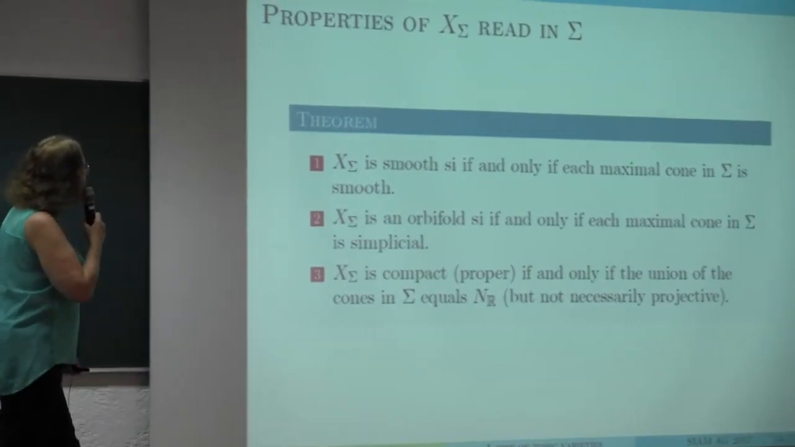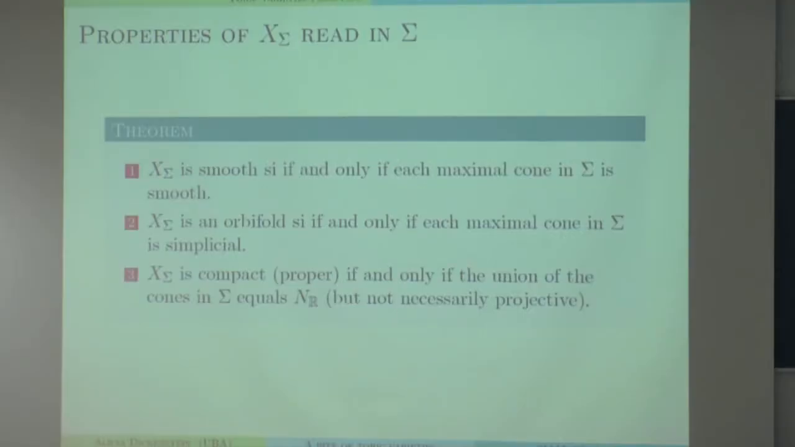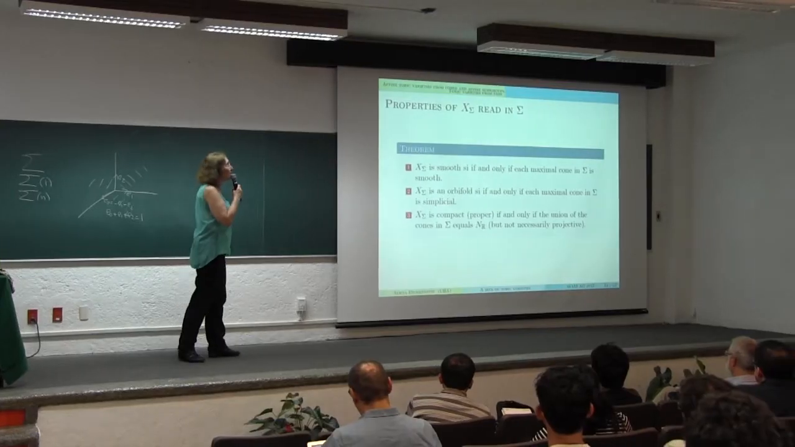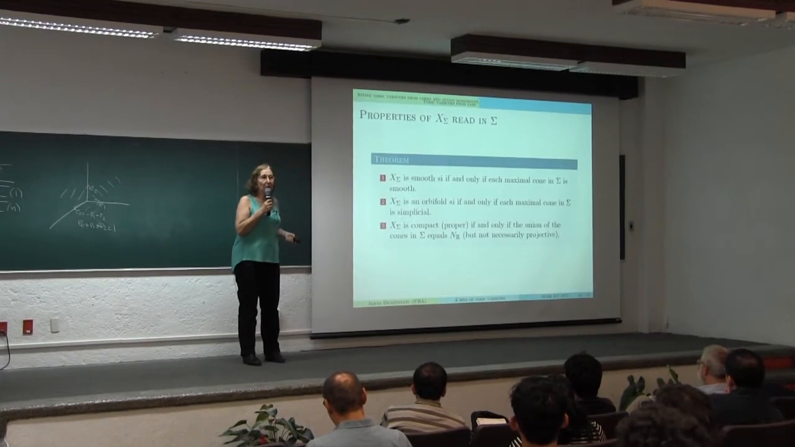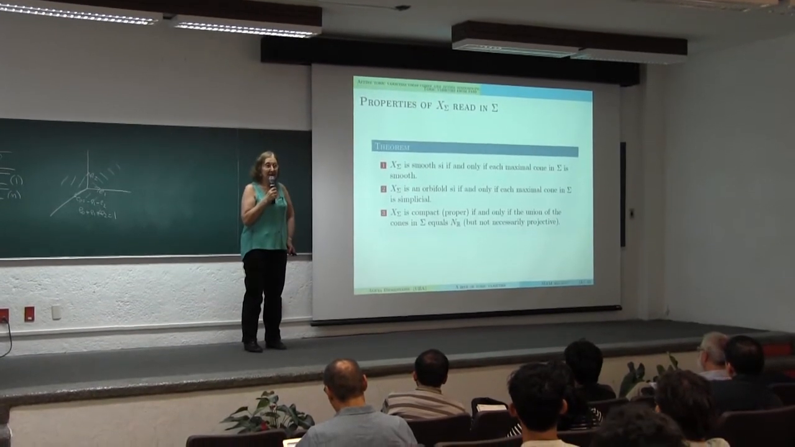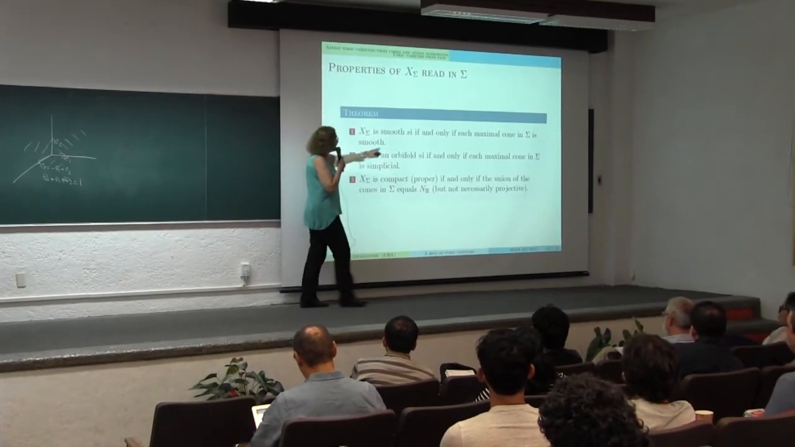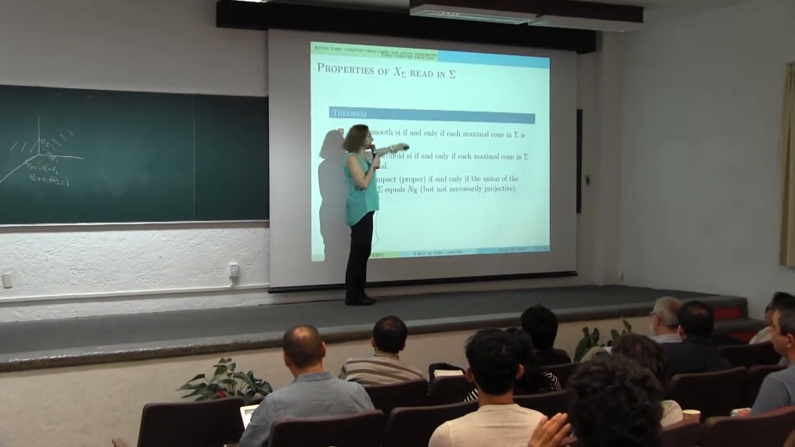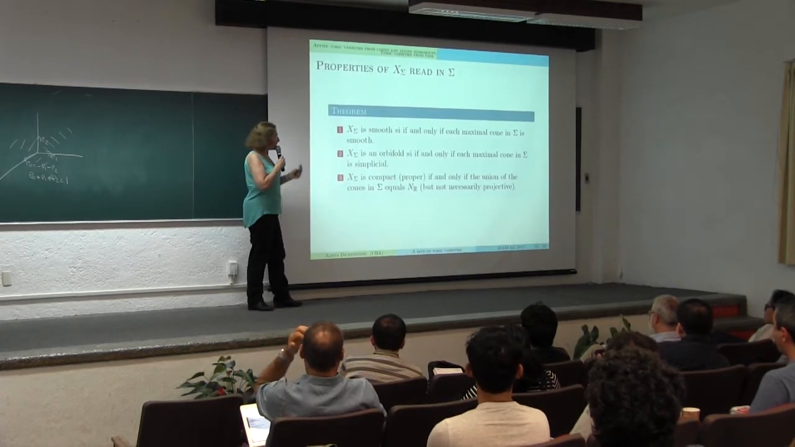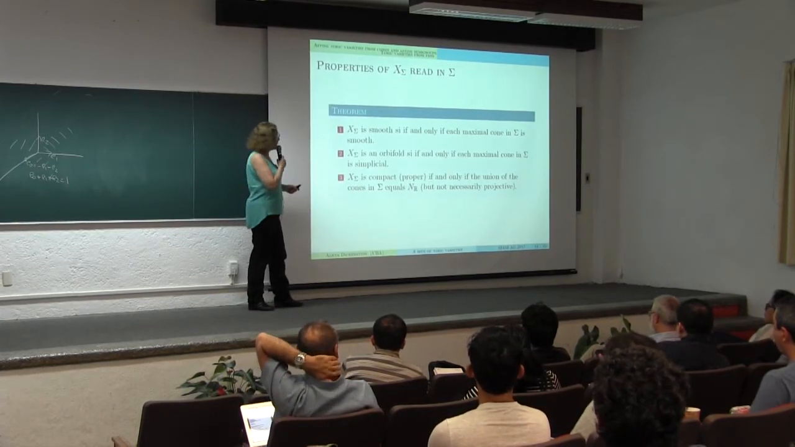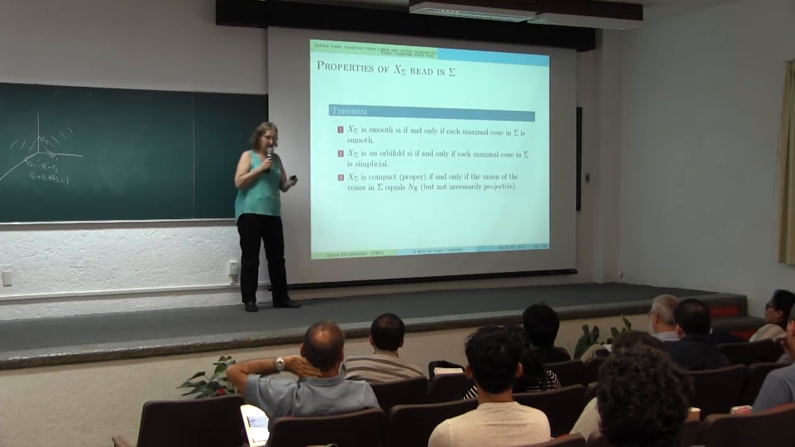Okay. So what's interesting is that there are properties of this toric variety, associated to the fan, that can be read from the fan itself, from the combinatorics of the fan. First thing, being smooth is a local property. So this variety is smooth if and only if each maximal cone is smooth, so each X sigma is smooth. And then it is an orbifold if and only if each maximal cone is simplicial.